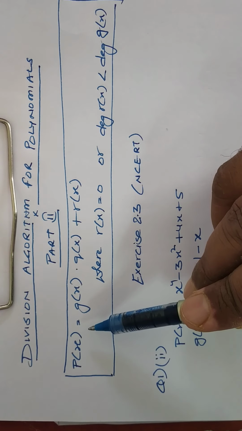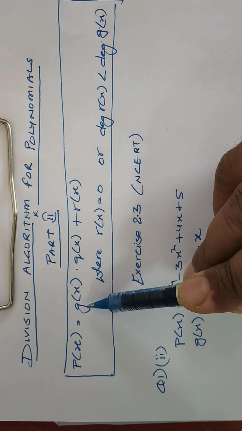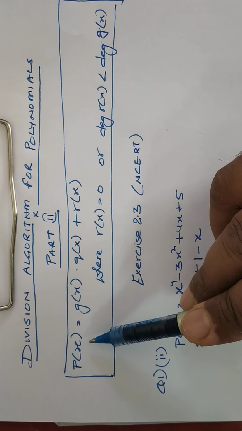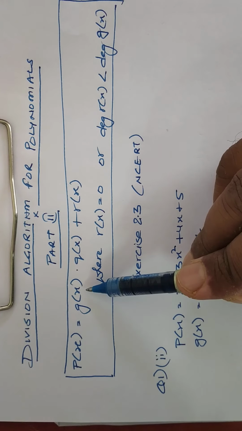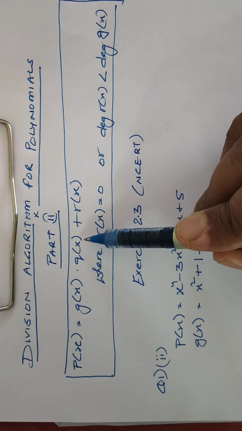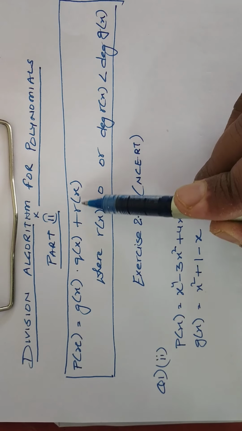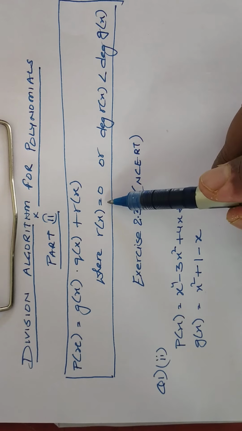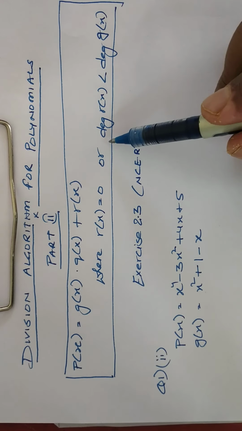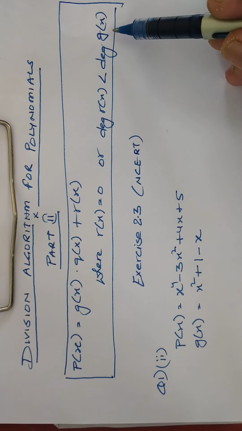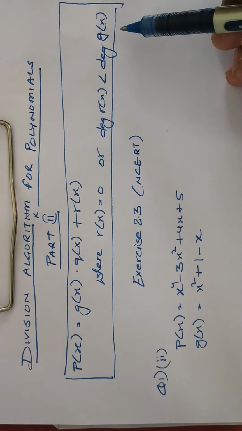So let me recapitulate this concept, that is p(x) is equal to g(x) into q(x) plus r(x), where p(x) is a polynomial in x which acts as a dividend, g(x) is a polynomial in x which acts as a divisor. Then there will be a unique polynomial q(x) which will act as a quotient, and r(x) which will act as a remainder. So either the remainder polynomial r(x) will be equal to 0, or if it is not equal to 0, then the degree of r(x) must be less than the degree of g(x).